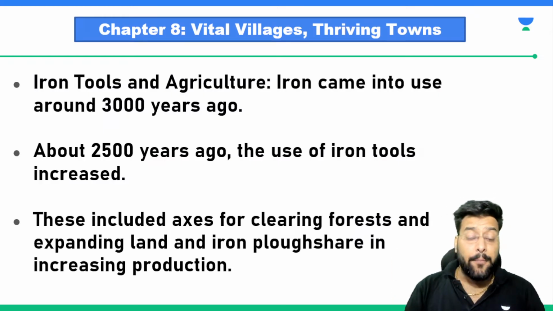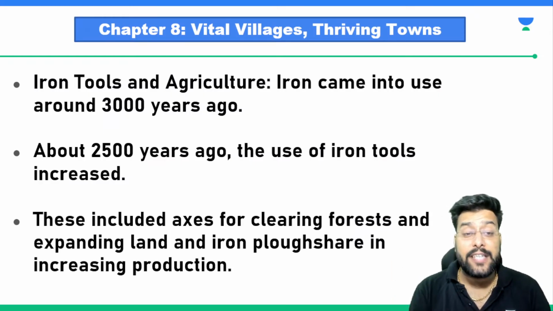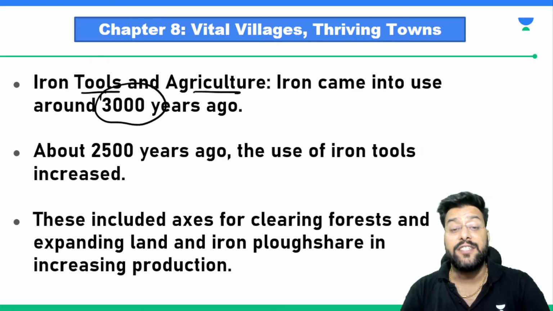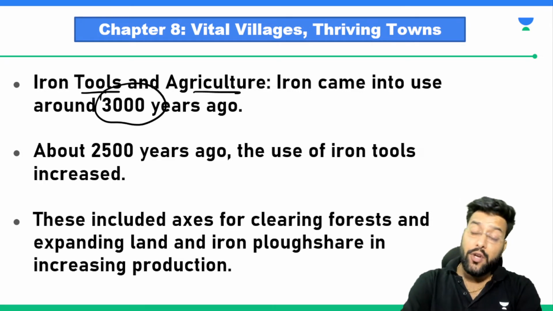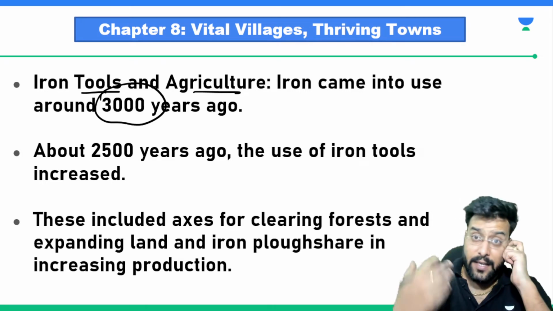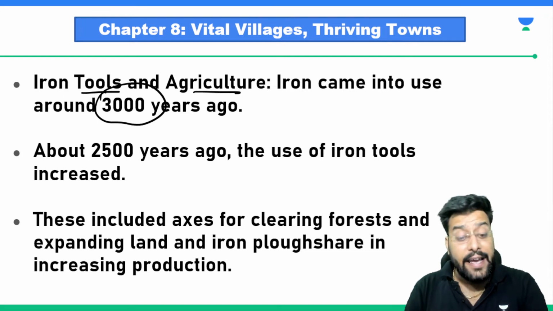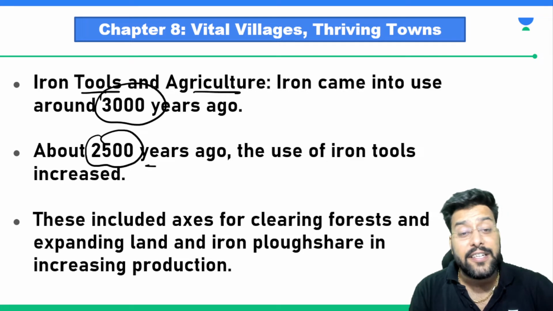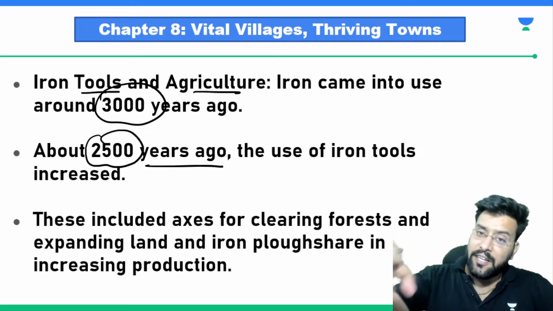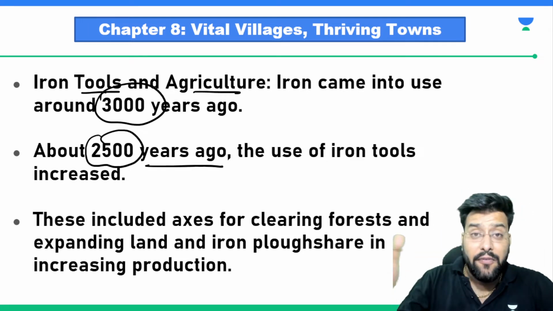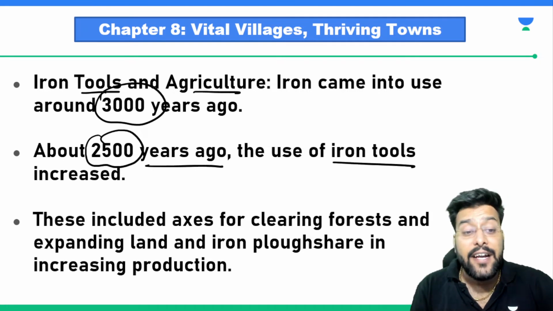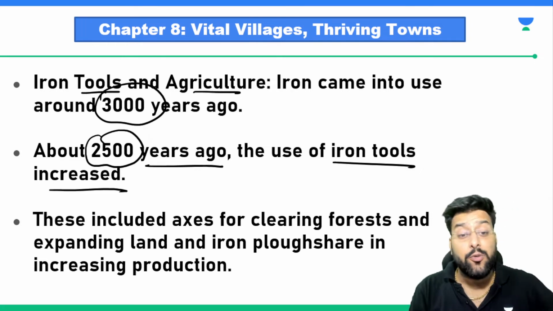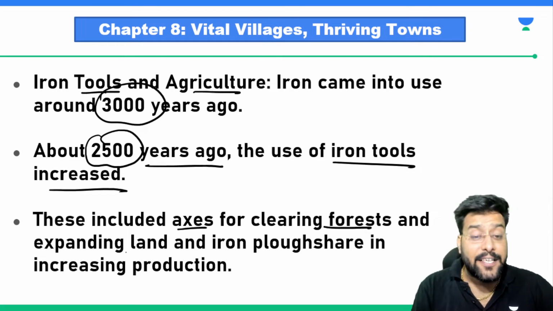The most important thing that came up during these times was the use of iron tools and agriculture. We need to remember that around 3000 years ago from now, we saw the use of iron for the first time, and about 500 years later iron tools were being used widely. The use of iron tools increased. People were using tools like axes for clearing forest and expanding land.